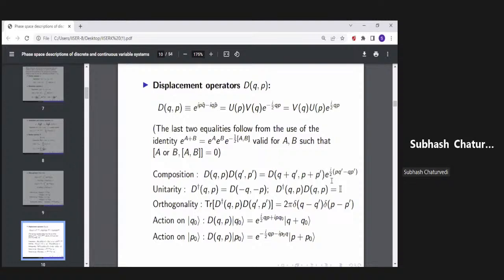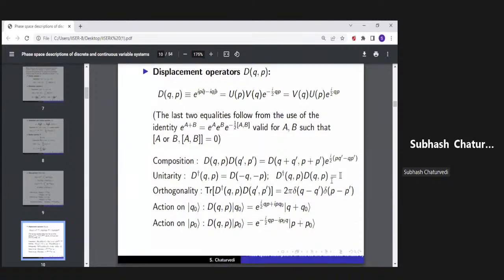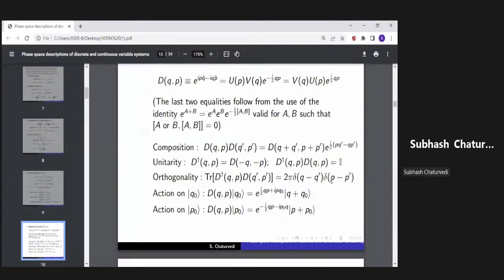Later on, in the context of discrete phase spaces, we will find that in some cases division by 2 is not permitted, and therefore one has to be a bit more careful in using and defining the composition between these displacement operators. So please, I would urge all of you to go through these properties that I have listed here and derive them for yourselves.